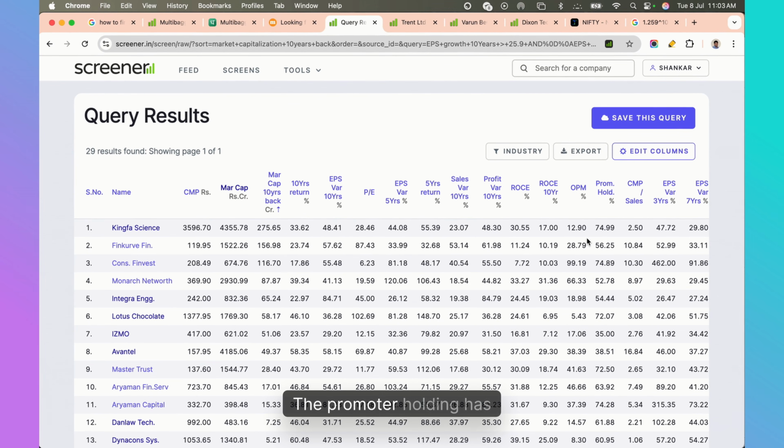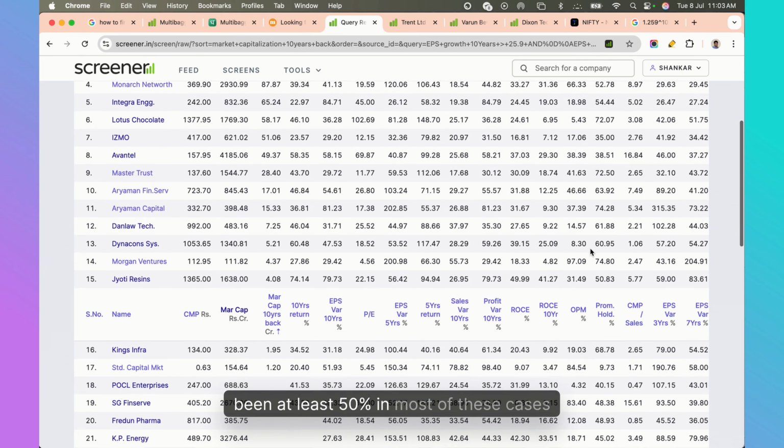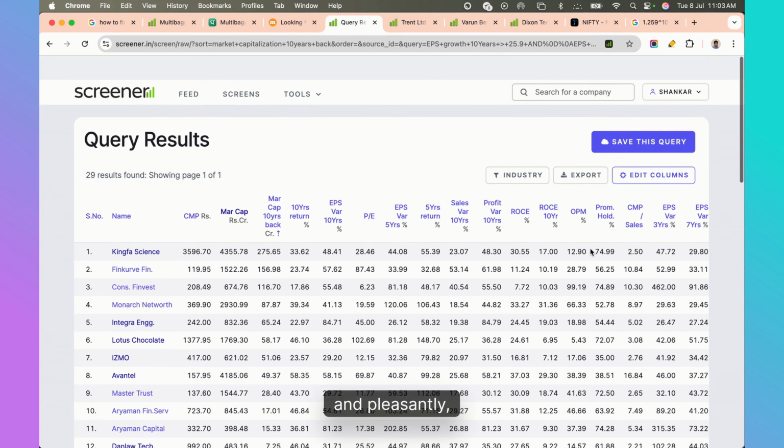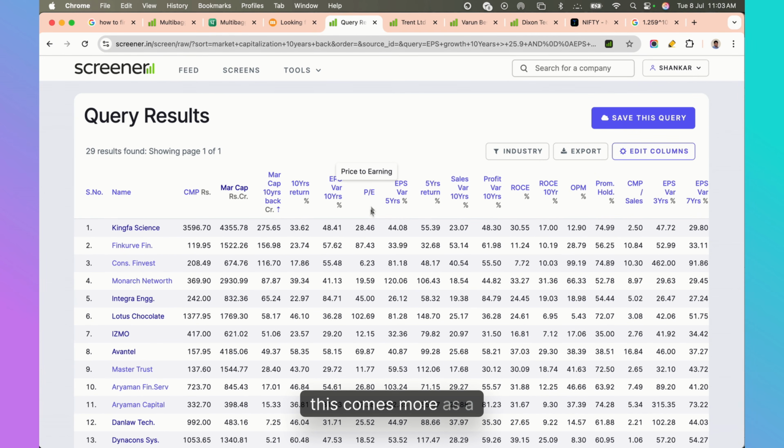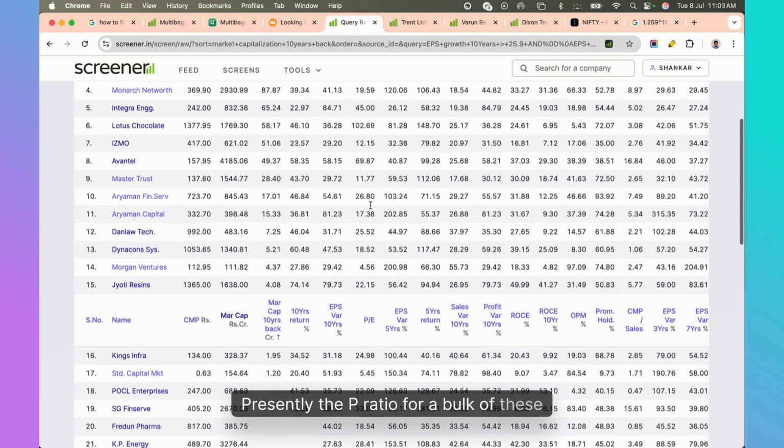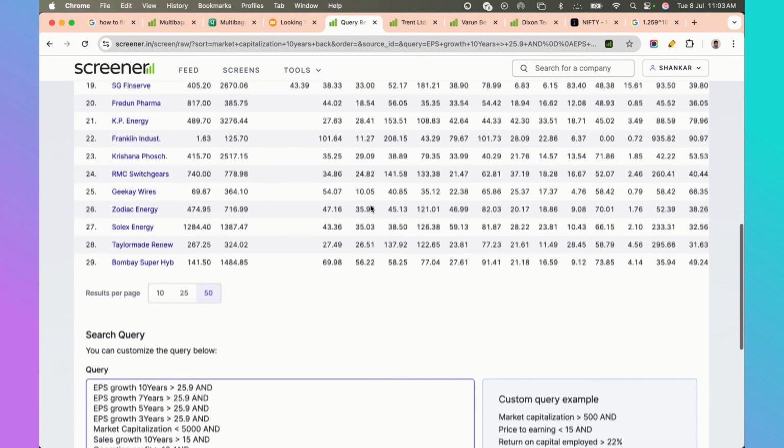What else? The promoter holding has been at least 50% in most of these cases. And pleasantly, this comes more as a bonus for us. Presently, the P/E ratio for a bulk of these companies is less than 30.